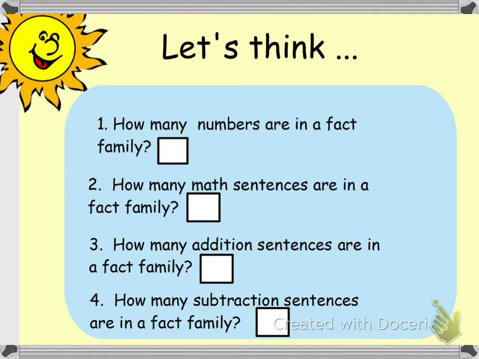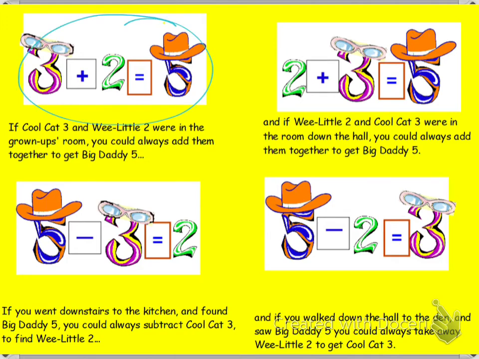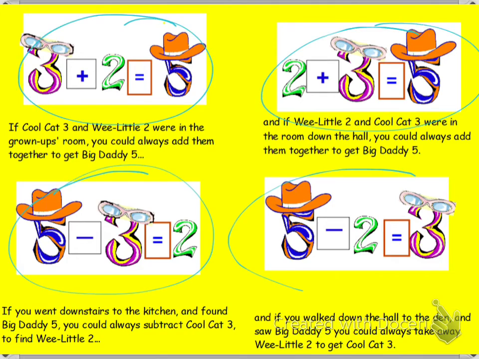I just love it. So now, let's talk about this family. Remember, it was wee little 2, Cool Cat 3, and Big Daddy 5. How many numbers were in the fact family? Tell it to me. 3, right? How many number sentences could they make in a fact family? Whisper it to me. Whisper in your hand. All right, let it out. There are 4, because remember, you could do 2 addition ones and 2 subtraction ones. There's 4.